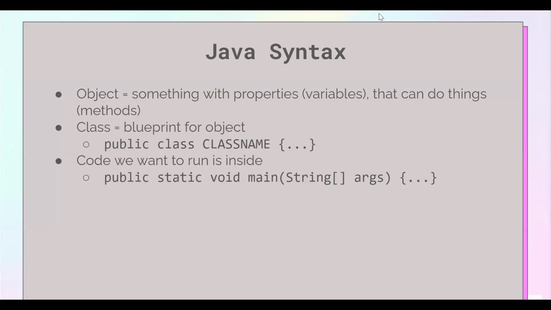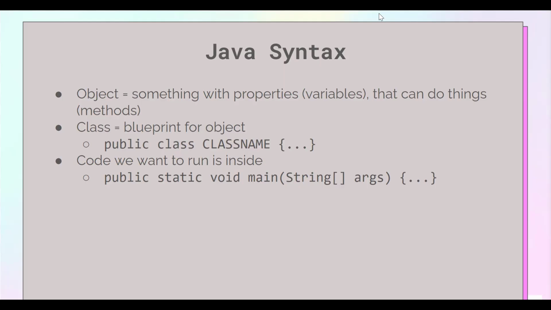Java is a class oriented language, so everything needs to be inside a class. And the class gives the blueprint for the object. So basically your class determines what instance variables you have and what methods you can have. So it determines what you can do to the variables.